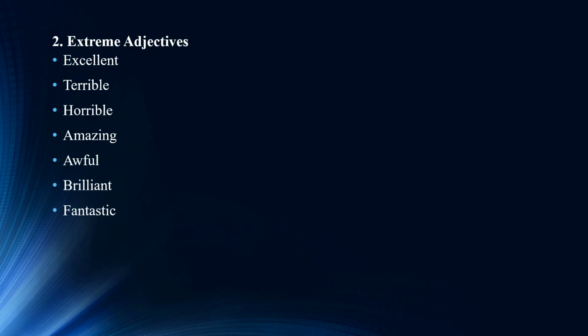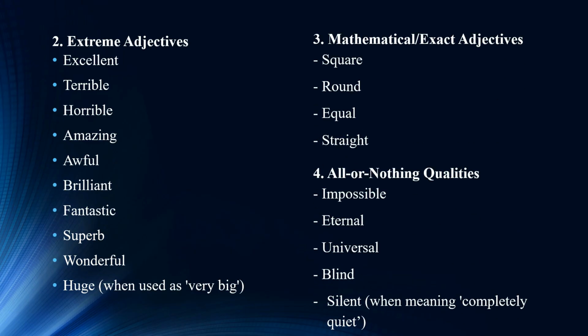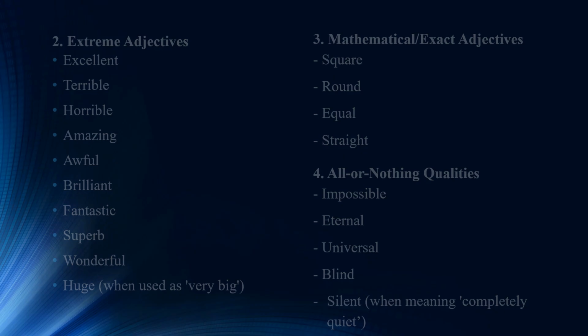Then extreme adjectives: excellent, terrible, horrible, amazing, awful, brilliant, fantastic, superb, wonderful, huge. There are mathematical adjectives: square, round, equal, straight. All-or-nothing qualities: impossible, eternal, universal, blind, silent. So these are the adjectives with which we do not use comparative or superlative degrees.